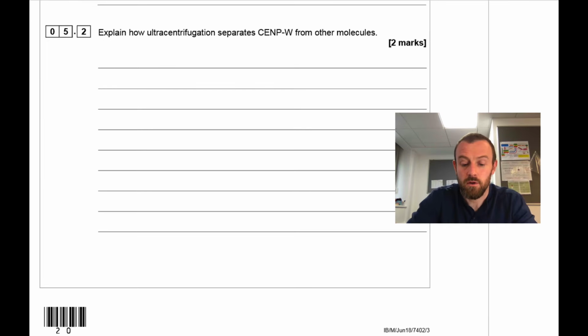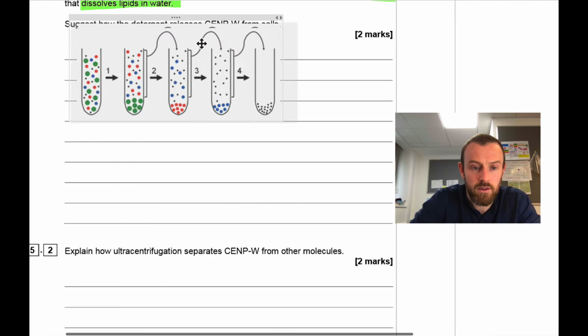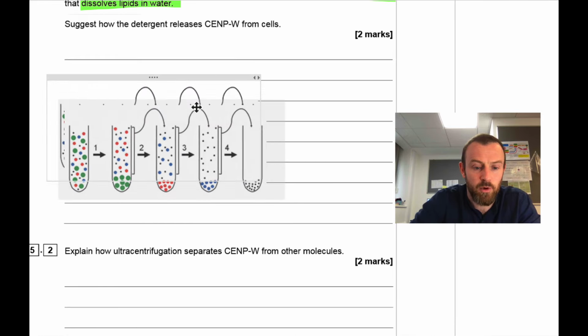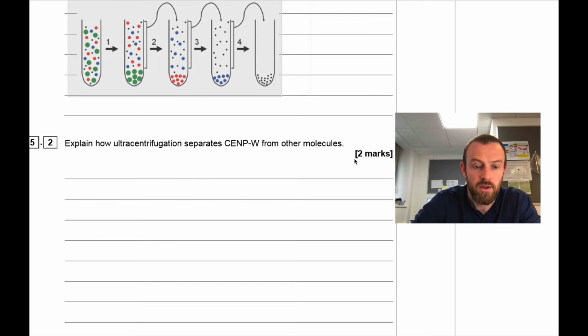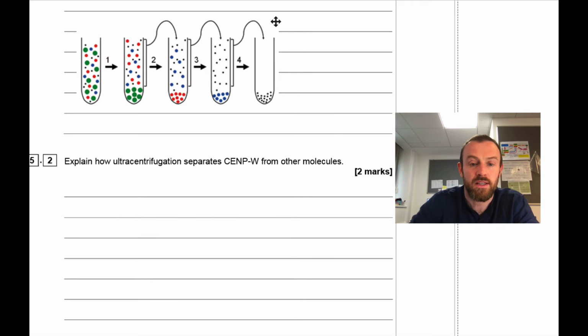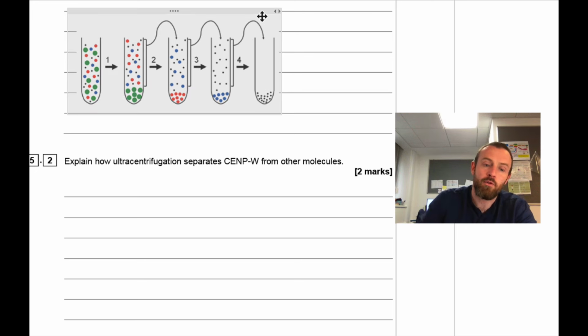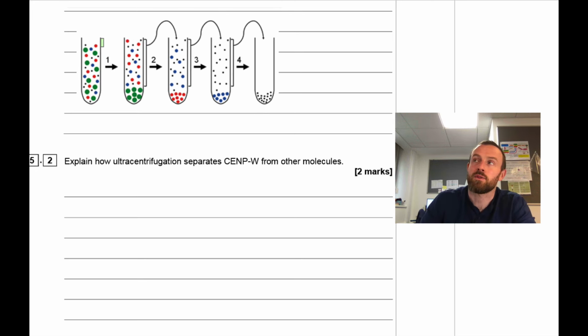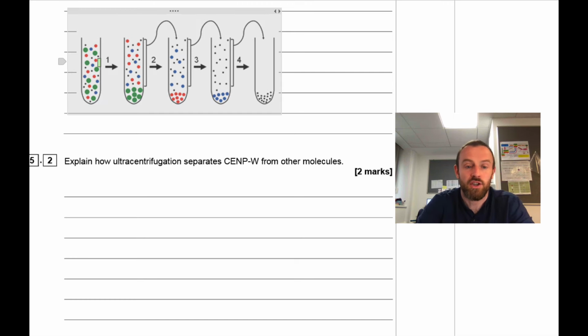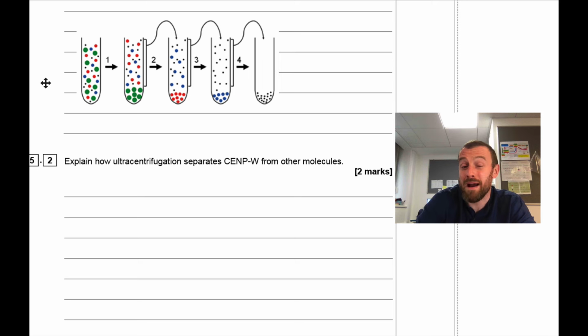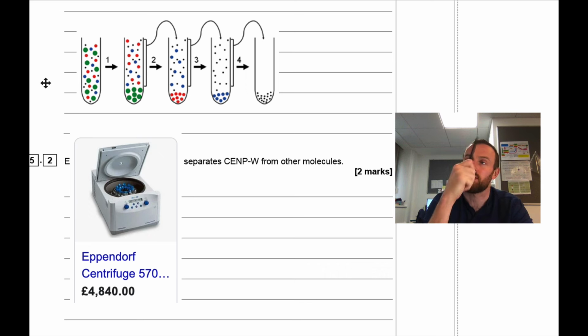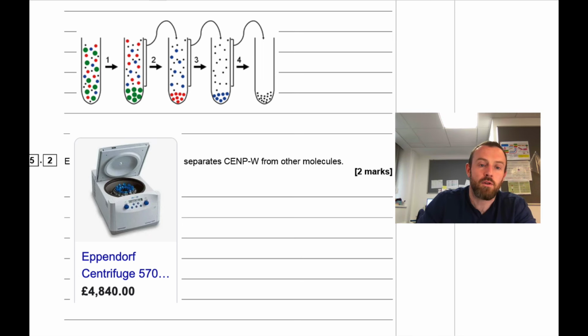Okay, on to 5.2. I'm dropping in a little picture here to help us understand this process of ultracentrifugation. I'll just leave that up there. So explain how ultracentrifugation separates SENP from other molecules. What we've got here is the homogenate. This is when the cell has been broken open. We've got a bunch of different organelles all mixed in. Ultracentrifugation separates things according to size or mass or density. So we spin at very high speeds in a little machine that whizzes the cell contents around, and the heaviest, largest, densest things sink to the bottom first. You do need to sort of know the order of these fragments.